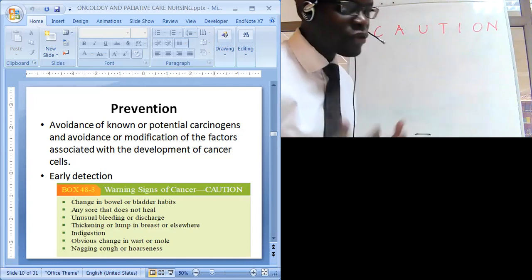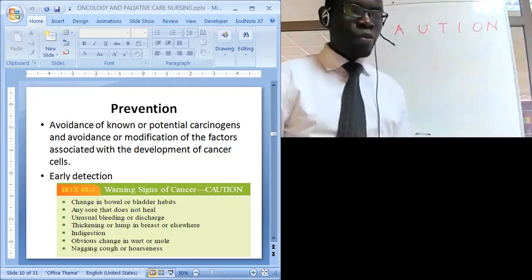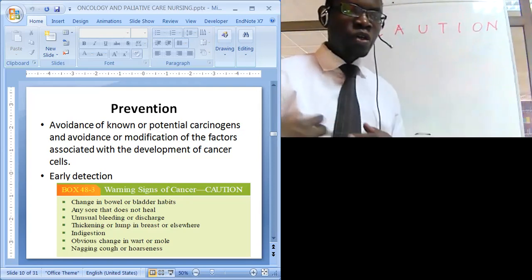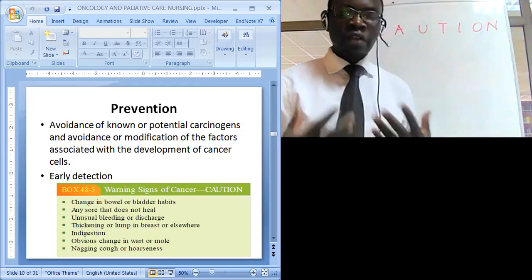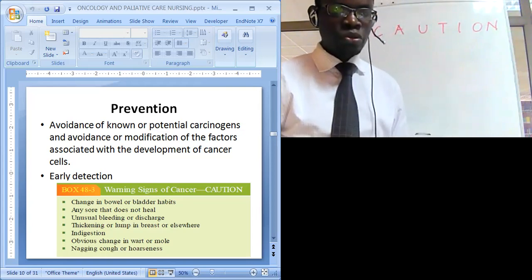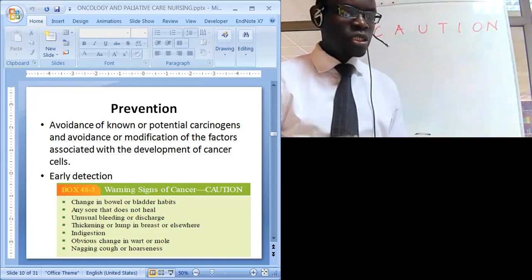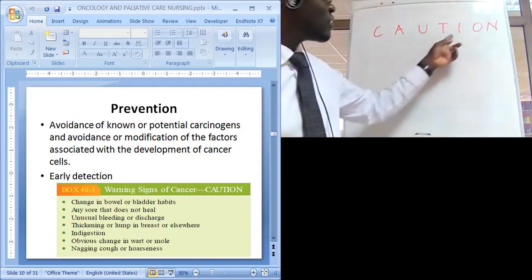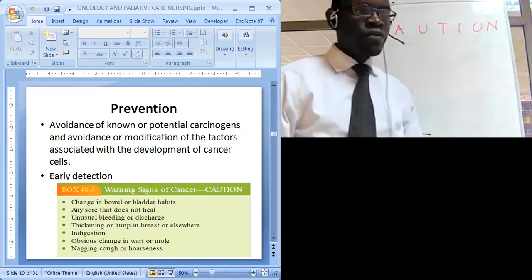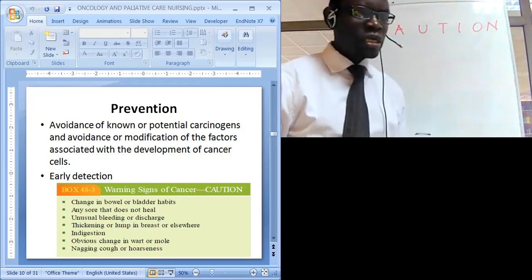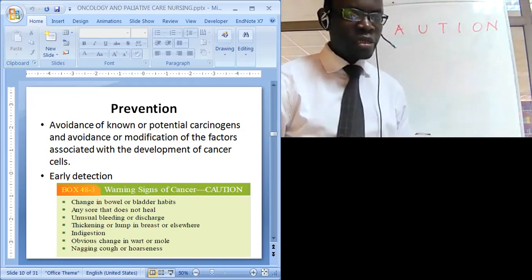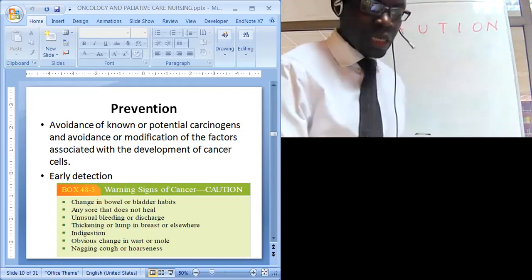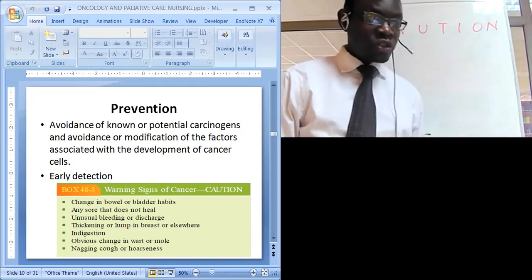Then T stands for thickening or lump in the breast or elsewhere. So if you notice, especially ladies, a lump in the breast, then you want to seek medical attention before it is too late. And then I stands for indigestion. If all the time you're belching, you have these signs of indigestion, then it might be a sign that maybe there is a growing gastric cancer.